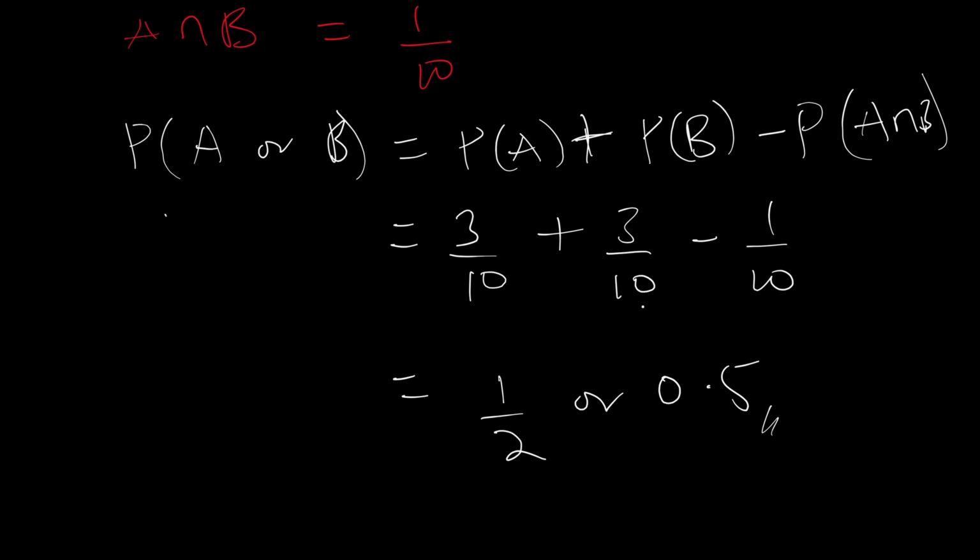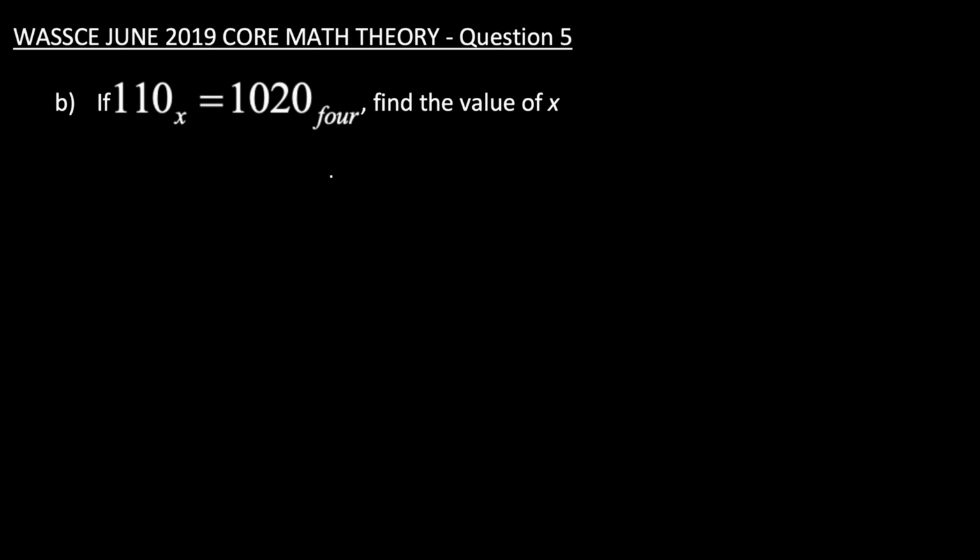This brings us to the end of question 5a. So we'll be moving on to question 5b. So question 5b, if 110 base x is equal to 1020 base 4, find the value of x. So we have to find the value of x. It means we change both numbers to a common base. And in this case, we can change both values to a common base of 10. So we are going to change 110 base x to base 10 and 1020 base 4 to base 10.